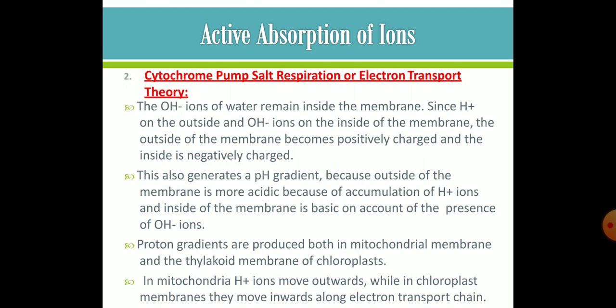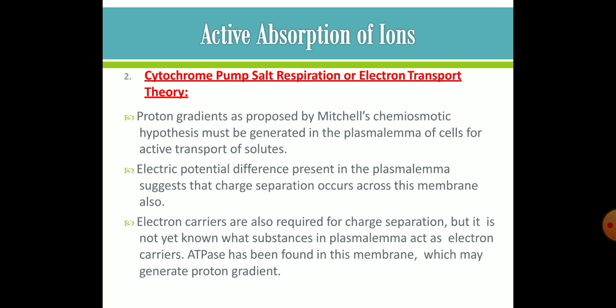Because of this, on the outside of the membrane, more acidic accumulation takes place. On the inner side of the membrane there will be a basic accumulation of OH minus molecules. Usually in the mitochondrion H plus ions move outward, while in the chloroplast membrane they move inwards along the electron transport system.